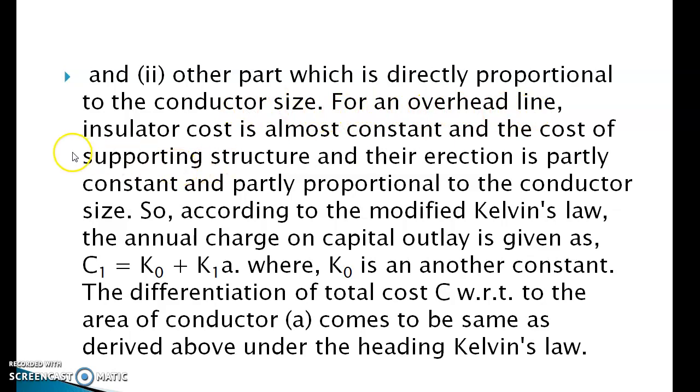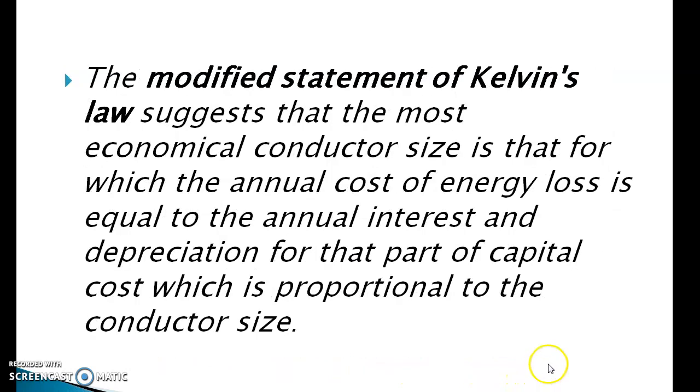For an overhead line, the insulator cost is almost constant, and the cost of supporting structure and erection is partially constant and partly proportional to the conductor size. So according to the modified Kelvin's law, the annual charge on capital outlay is given as C1 is equal to K0 plus K1A, where K0 is another constant. The differentiation of total cost C with respect to area of conductor A comes to be the same as derived above under the heading Kelvin's law.